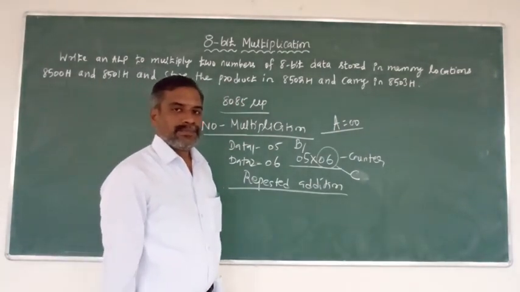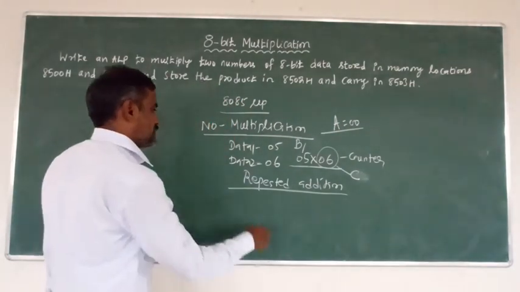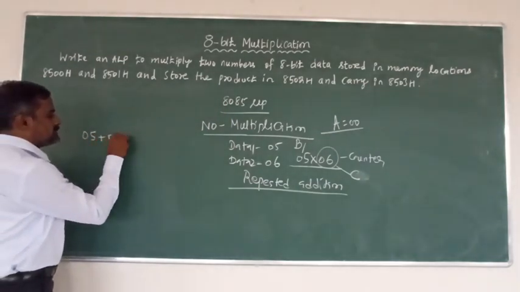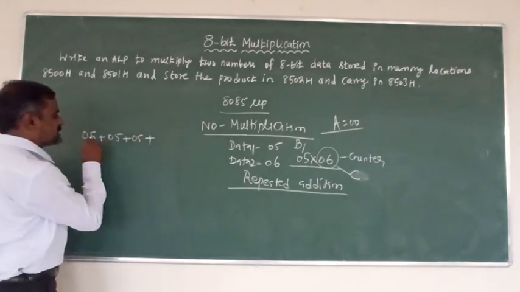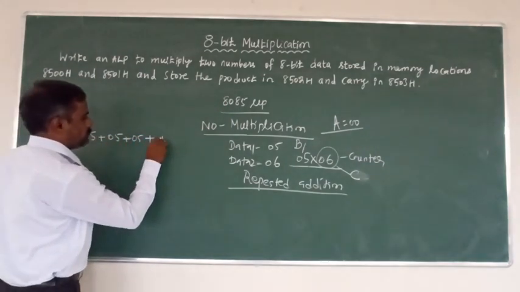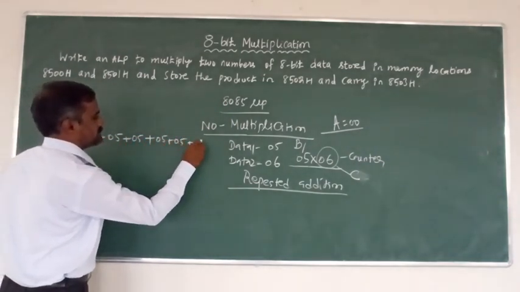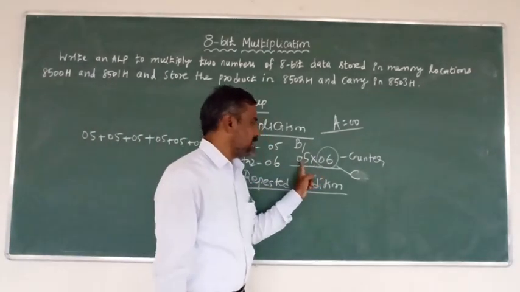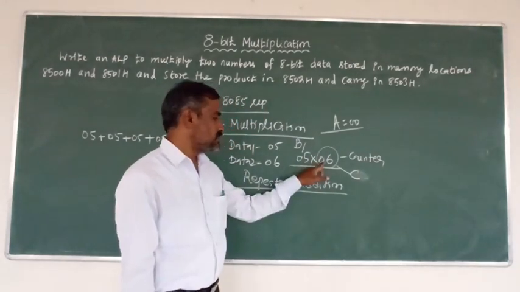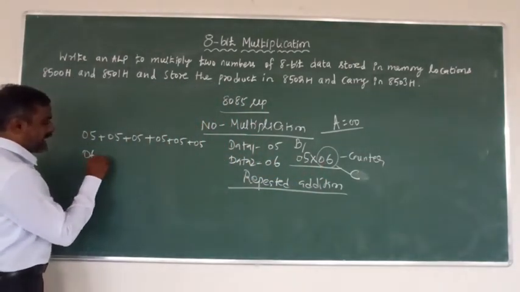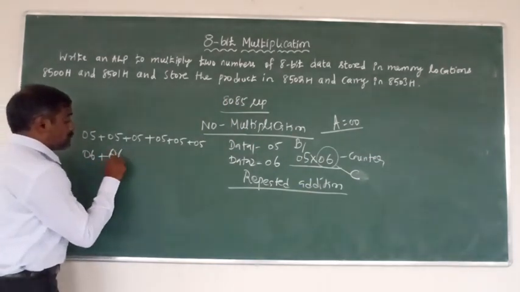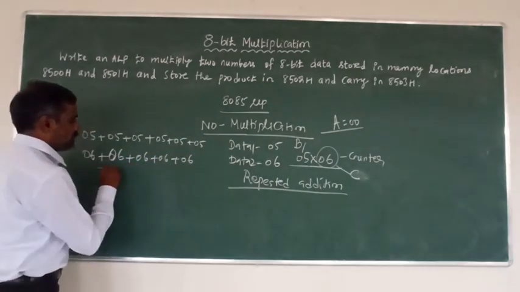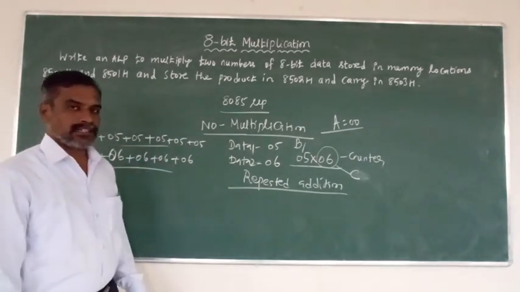Initially 00. Now the 05 data we can add with itself 6 times: 1, 2, 3, 4, 5 and 6. The 05 data we can add 6 times, or the 06 data we can add 5 times. Now we can get the result.